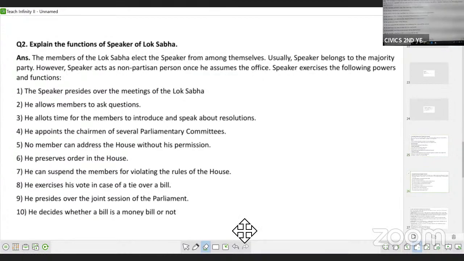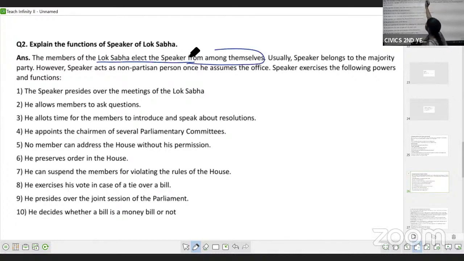Next is the same chapter: functions of the speaker. This can be asked again. An important question. So, explain the functions of Speaker of Lok Sabha. Before explaining his functions, we should know how the Speaker is elected. The members of Lok Sabha elect the Speaker from among themselves.